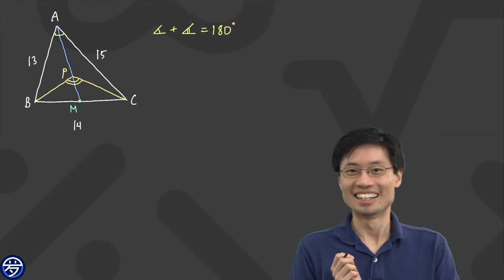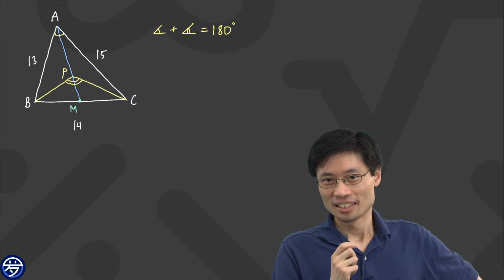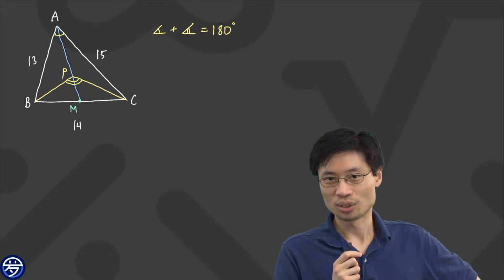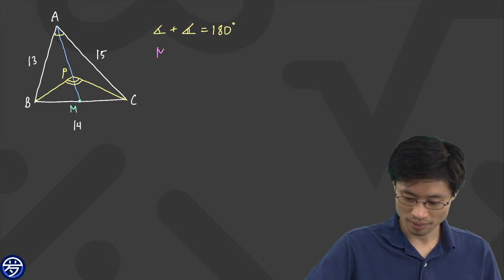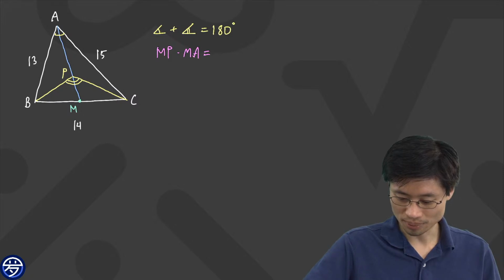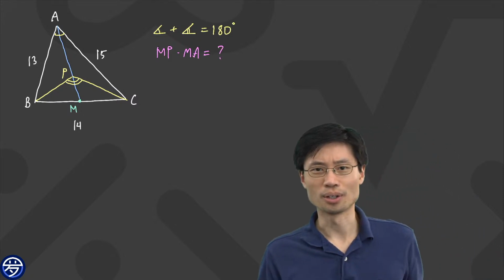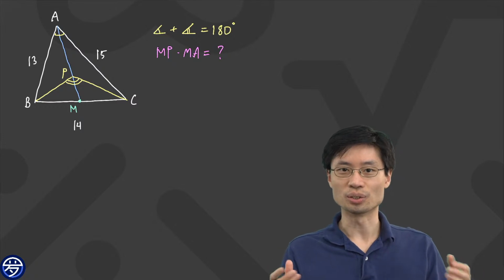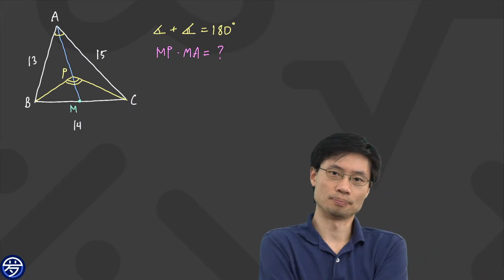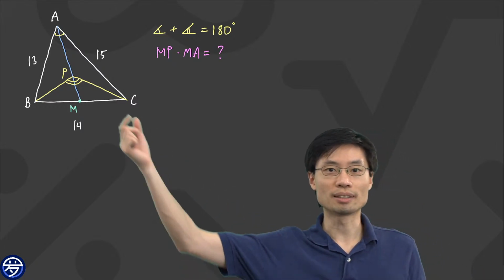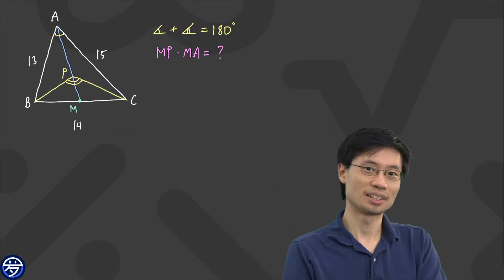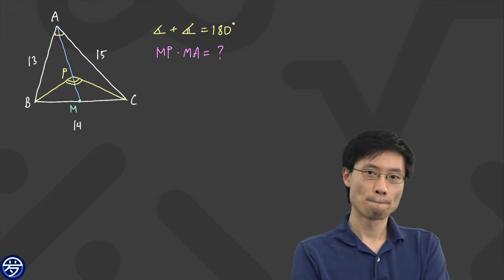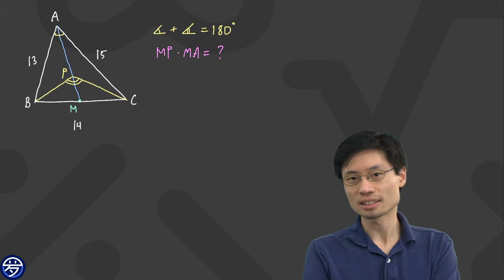Oh man. Okay. This is interesting. So you want to know what's the product of MP and MA. Equals what? Oh no. How would you ever do a problem like this? Now what does it mean for these two angles to add up to 180 degrees? I'm looking at this. I'm trying to think, is it similar triangles?